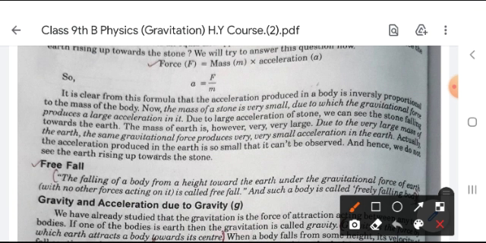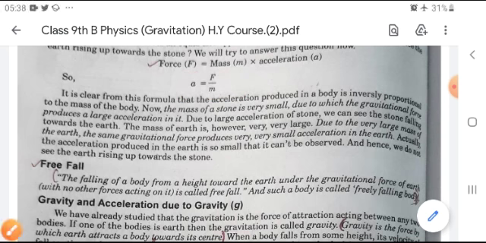As the picture also shows, acceleration is inversely proportional to mass. A is equal to F upon m. Then we look here, A is inversely proportional to m. When m is very high, then A is very low. If m is very low, then A is very high. It is clear from this formula that the acceleration produced in a body is inversely proportional to the mass of the body. Now the mass of a stone is very small, due to which the gravitational force produces a large acceleration in it. Now moving forward.